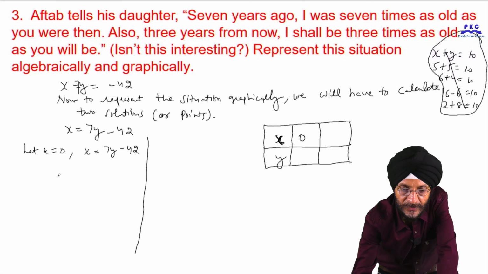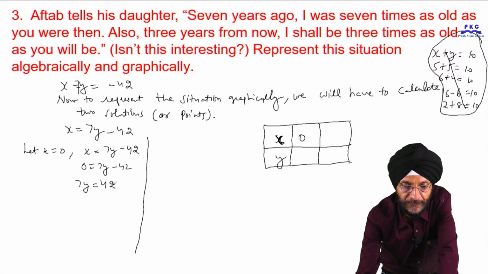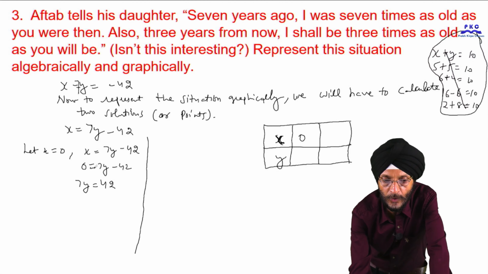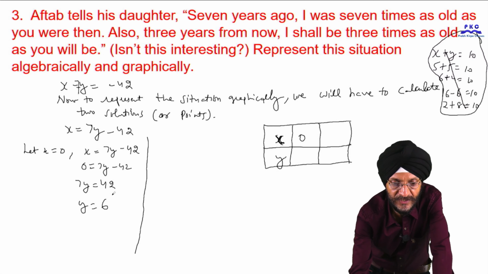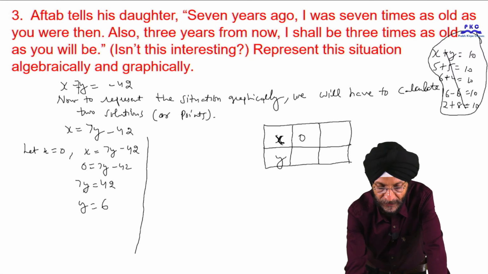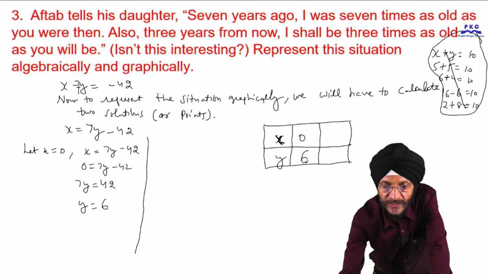Here we will take another scenario. So what will happen? X is equal to 0, so 0 is equal to 7y minus 42. It will also be written as 7y is equal to 42, because 42 will go to the other side. So y is equal to 6, because 42 divided by 7 is 6. So here y is equal to 6.